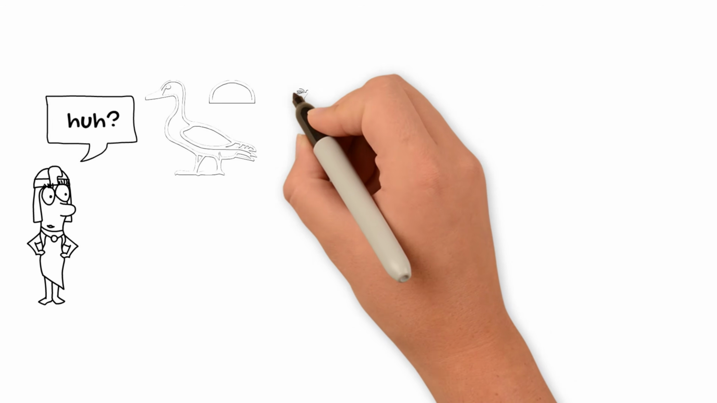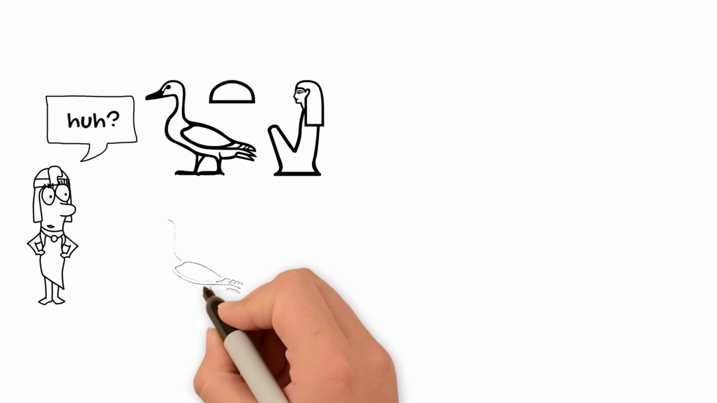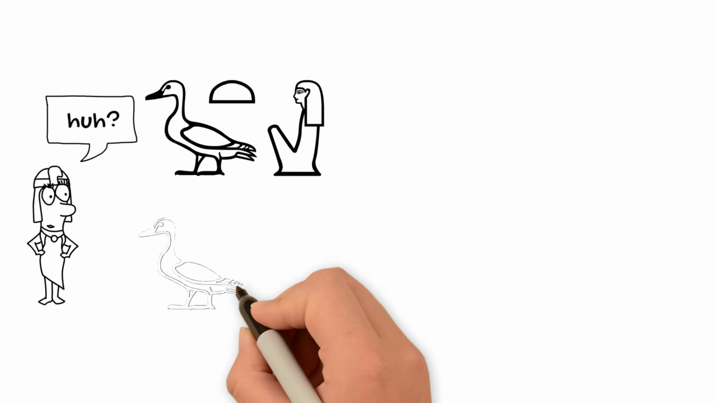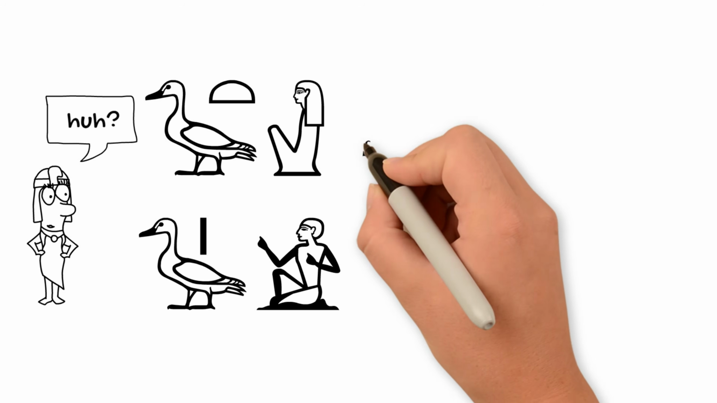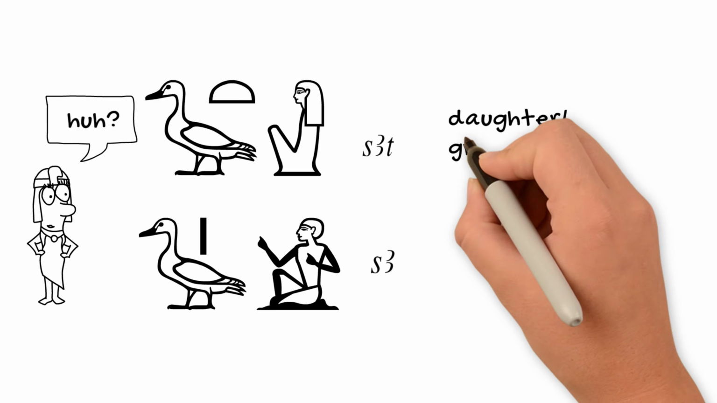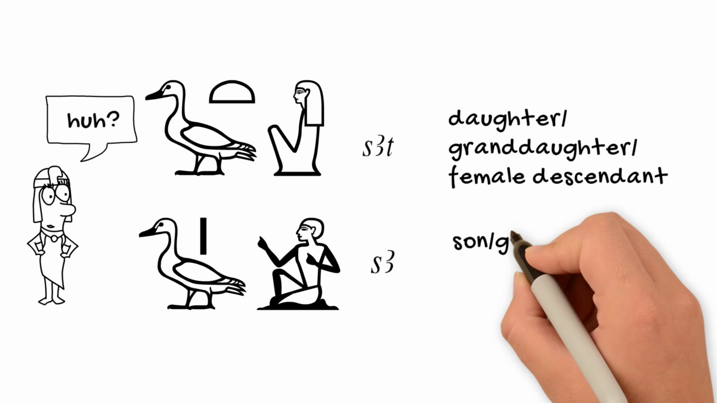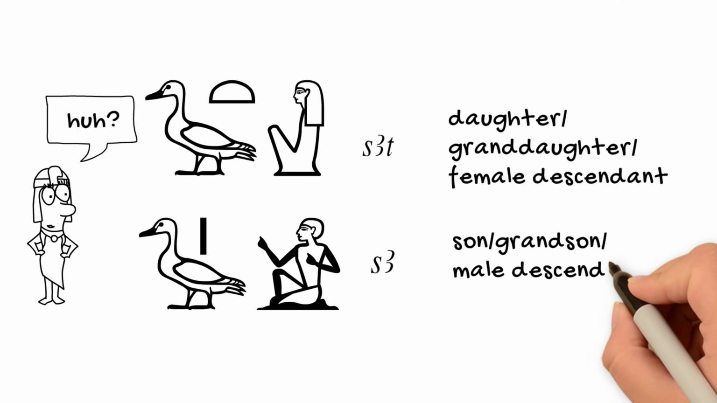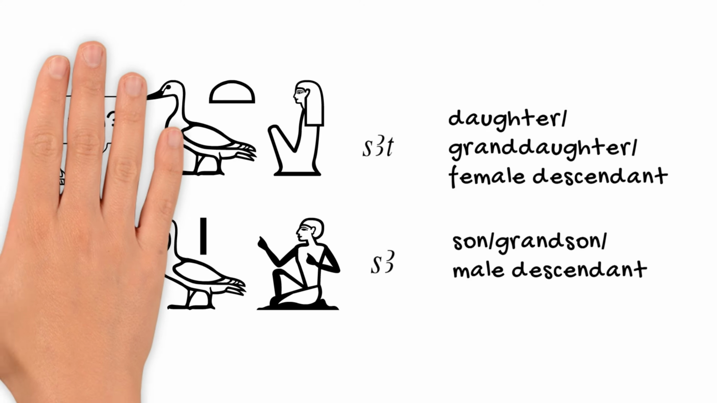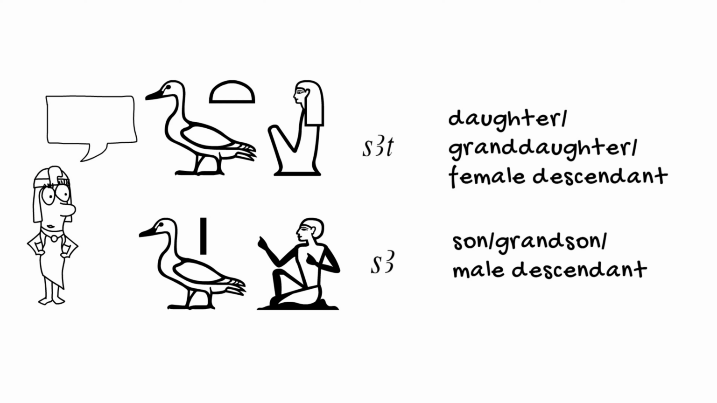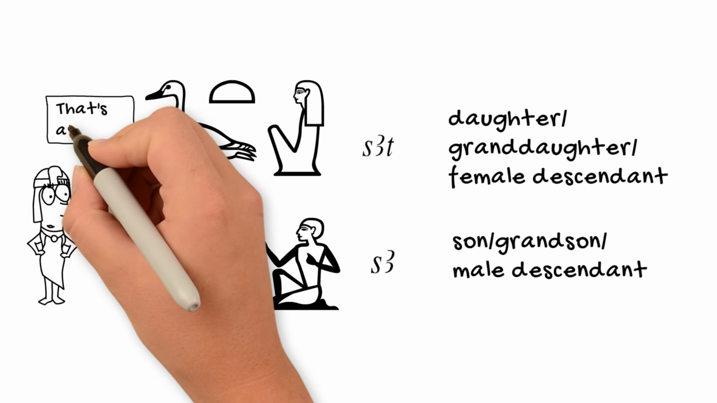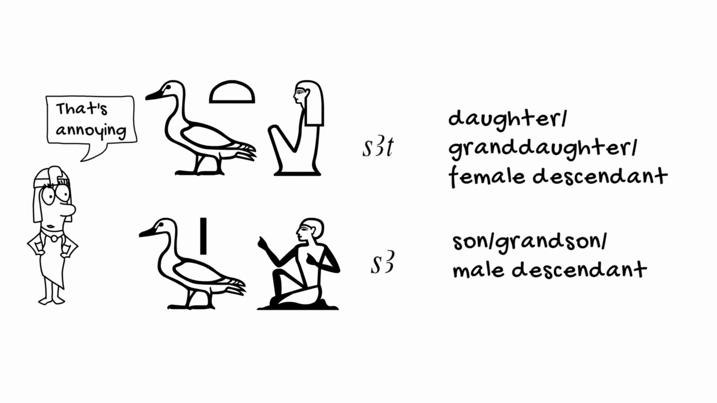Both use the words for daughter and son, that is, zat and za, that we learned about in a previous video. The first way is to simply use the term for son or daughter itself, because these words could mean any female or male descendant in a direct line of descent. This lack of specificity, though, can be particularly frustrating to us today because sometimes we can't figure out exactly who people were in terms of their relationships to each other.